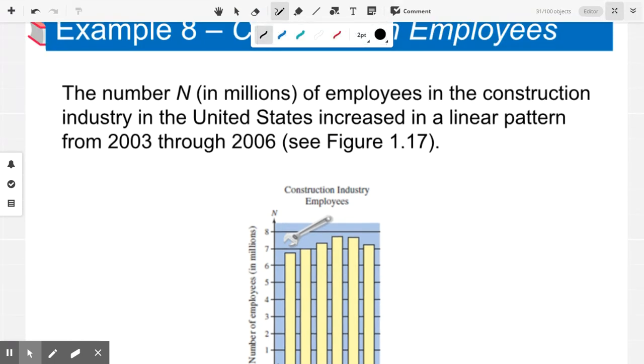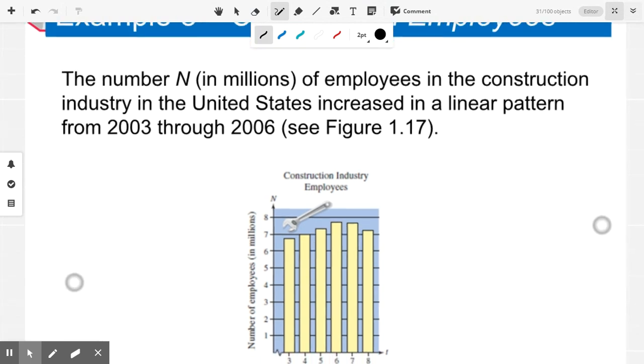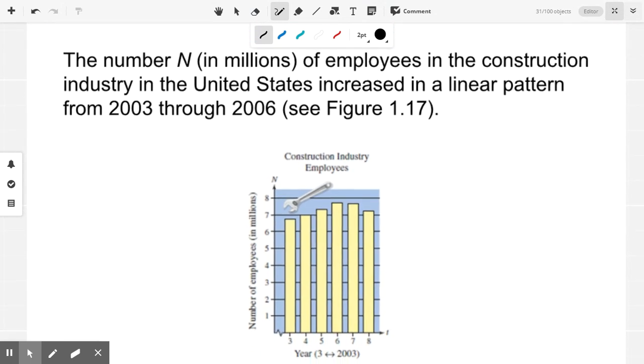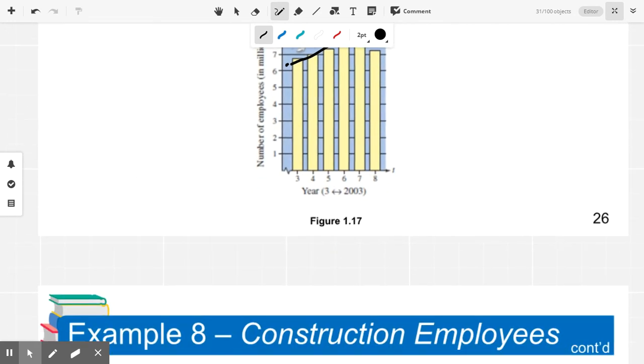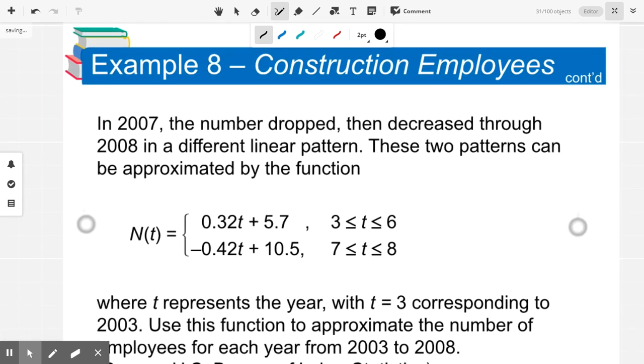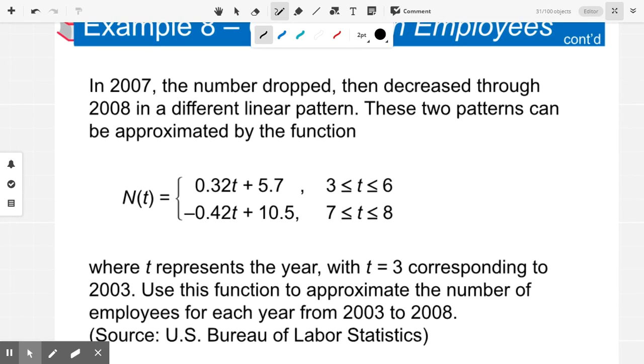All right, the number N in millions of employees in the construction industry in the United States increased in a linear pattern from 2003 through 2006. So here, notice year 3 is 2003. So they said a linear pattern from these 3 years right here. We're just making a line. But if you notice, it bounced around. It no longer made a line after that. In 2007, the number dropped, then decreased through 2008 in a different linear pattern.